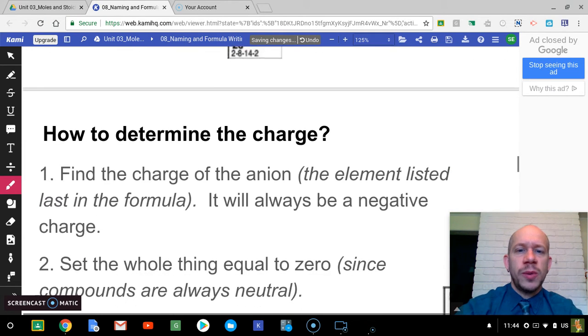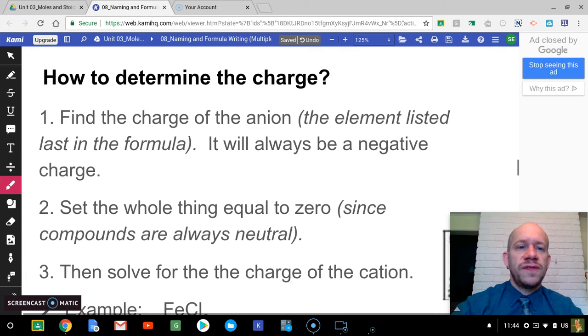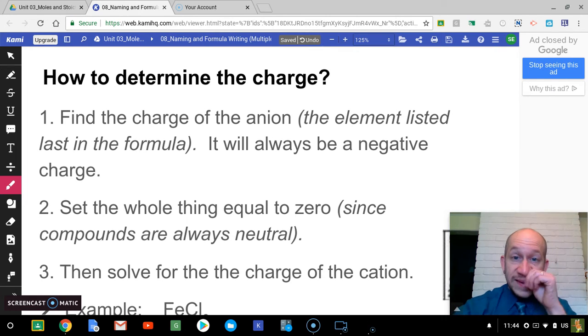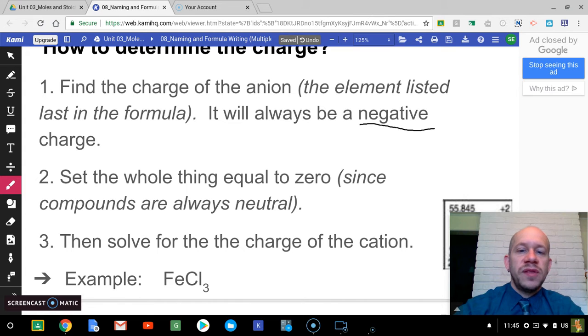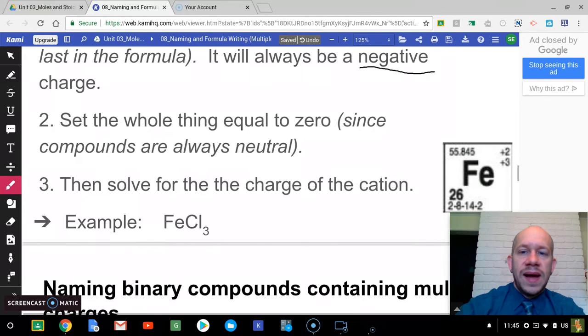So how do you determine the charge? First you have to find the charge of the anion. This is the element listed last in the formula, and it will always be a negative charge. Set the whole thing equal to 0, since compounds are always neutral. Then solve for the charge of the cation. So iron, as you can see here, can have two possible oxidation states, +2 and +3. When I'm given this compound, how can we determine what the oxidation state of iron is?